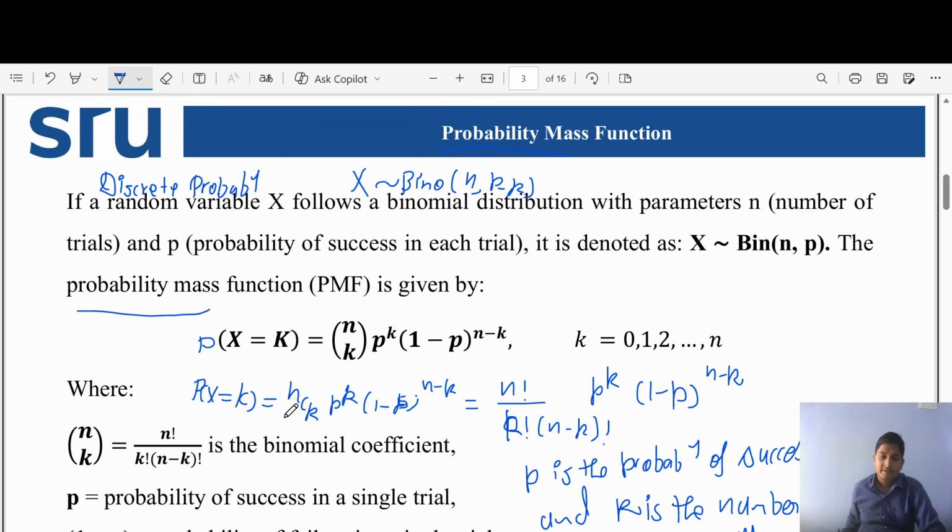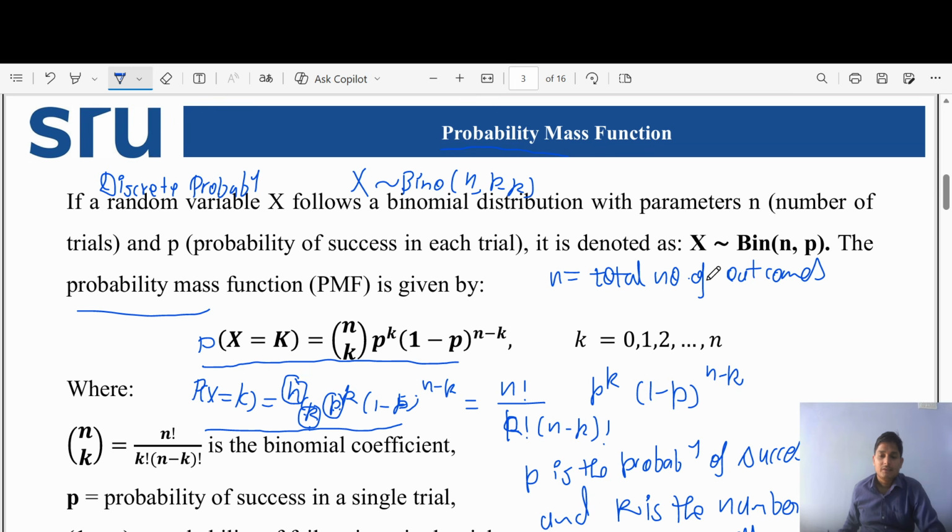If we look at this binomial distribution probability mass function, there are three parameters, namely n, k, and p. If we know these three parameters, then all the problems are solved. N is the total number of outcomes, which is provided in the question. K is how many successes occur.